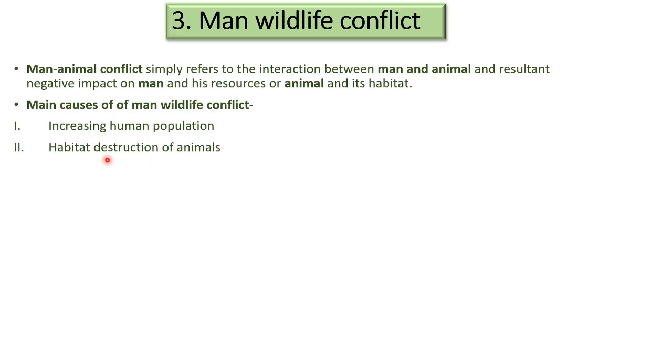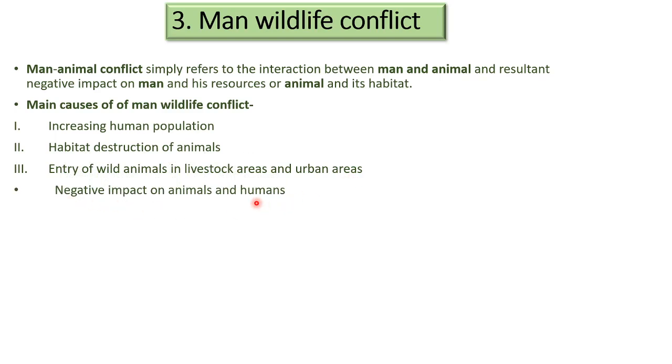Most of the forest areas are destroyed by human population so that human population can survive, but that is actually disrupting habitat of animals. Now, since their habitat is destructed, where will they go? The animals have started entering livestock areas and urban areas. So when they enter the livestock area, wild animals compete with the livestock resources, and also wild animals are dangerous for livestock animals. And when they enter urban areas, there are clashes between human and animal. So there is negative impact on animals and humans. There are cases when animals have caused harm to humans and humans have caused harm to animals just to protect themselves.